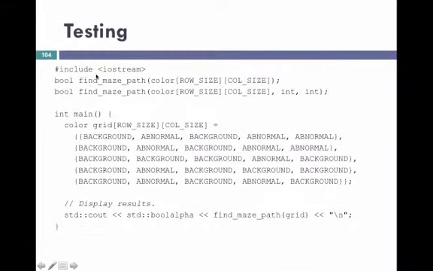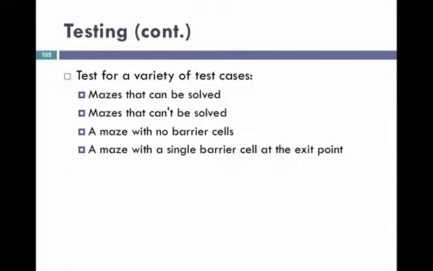Here's a program for testing where we can define a two-dimensional grid and give some background colors and some barriers. And then we can call the wrapper function to find a maze, basically to output the path in this grid. And you should consider a variety of test cases, such as mazes that can and can't be solved, mazes with no barriers, mazes with a single barrier cell at the exit point. And that brings us to the end of this slidecast.